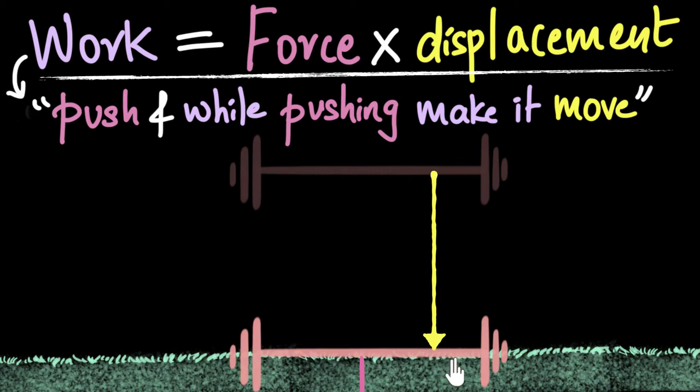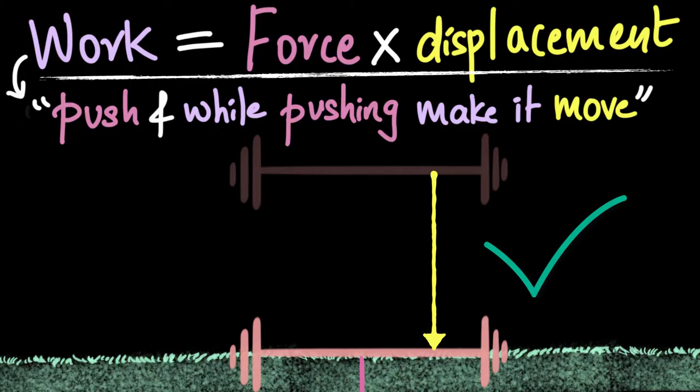And therefore, work was done on that barbell. It was not done by people in this example, but it was done by gravity. Any force can do work as long as it can displace that object. It doesn't have to be living things.